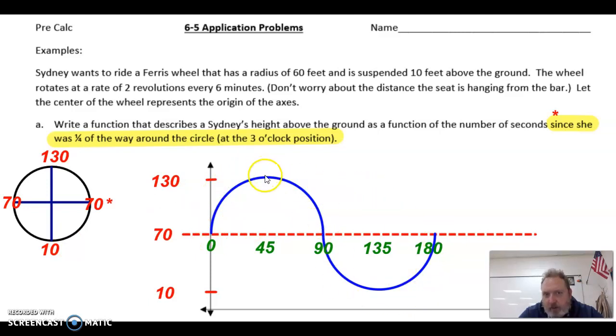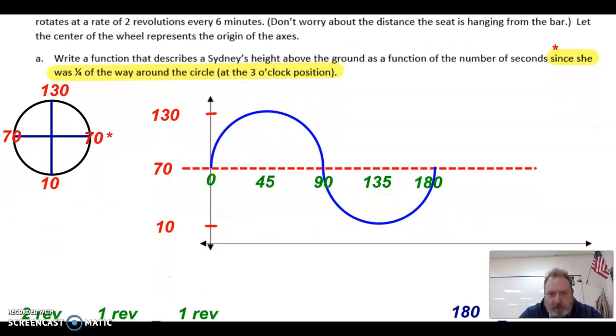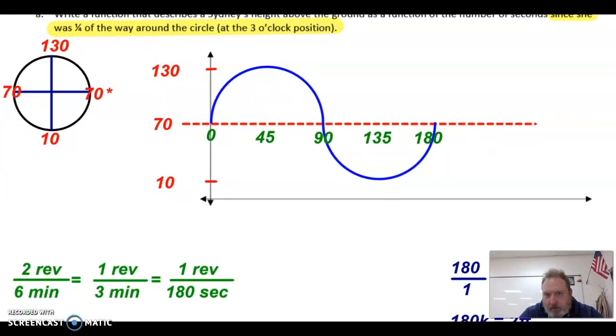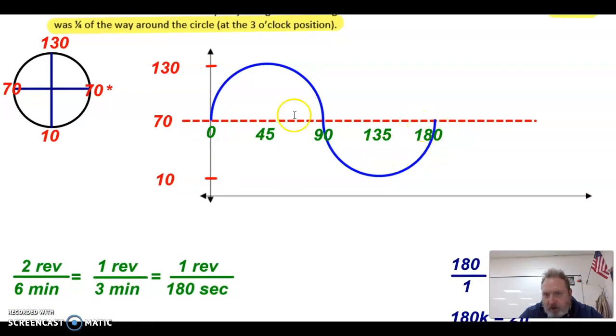Now we know it takes 2 revolutions every 6 minutes. That means 1 revolution every 3 minutes. If we've got 1 revolution every 3 minutes, then we know it's 180 seconds per revolution. So Sydney's at 70 feet, up to 130, back to 70, down to 10, back to 70 in 180 seconds. So that's our labels. Again, you don't need the 45 and 135, but you need the 0, 90, and 180.